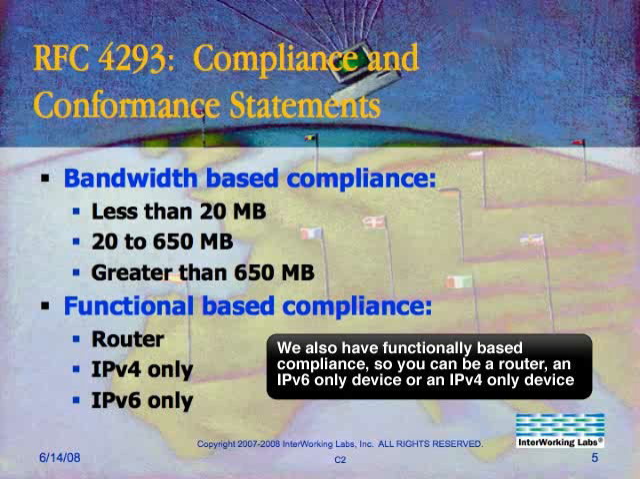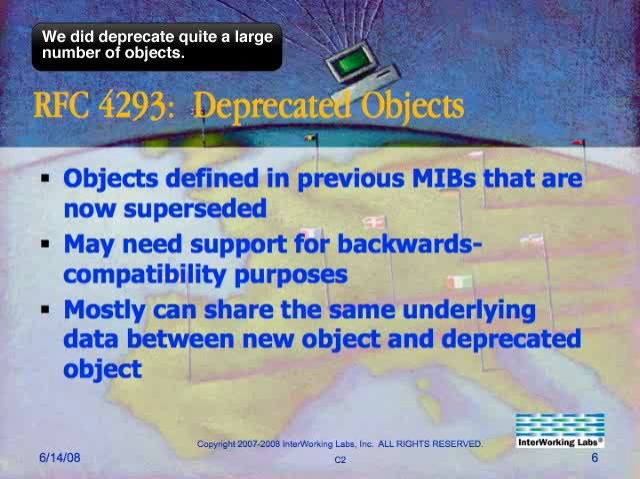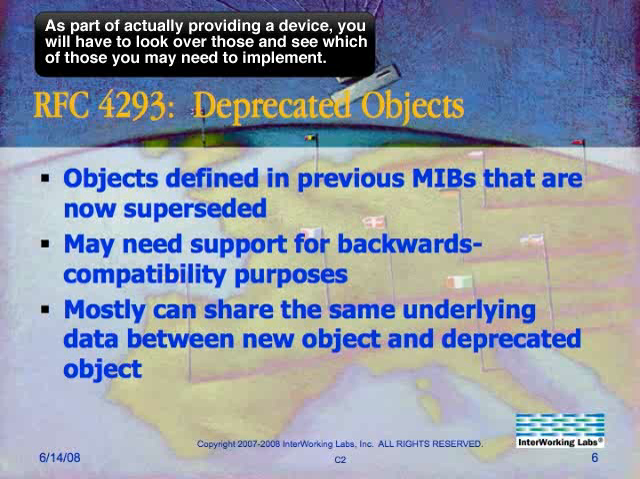We also have functionally based compliance. So you can be a router, an IPv6 only device or an IPv4 only device, and you can pick and choose which of the tables you need to implement based on those particular items. We did deprecate quite a large number of objects. Basically, all the objects that were defined in previous MIBs that we actually updated are now superseded and deprecated. As part of actually providing a device, you'll have to look over those and see which of those you may need to implement.